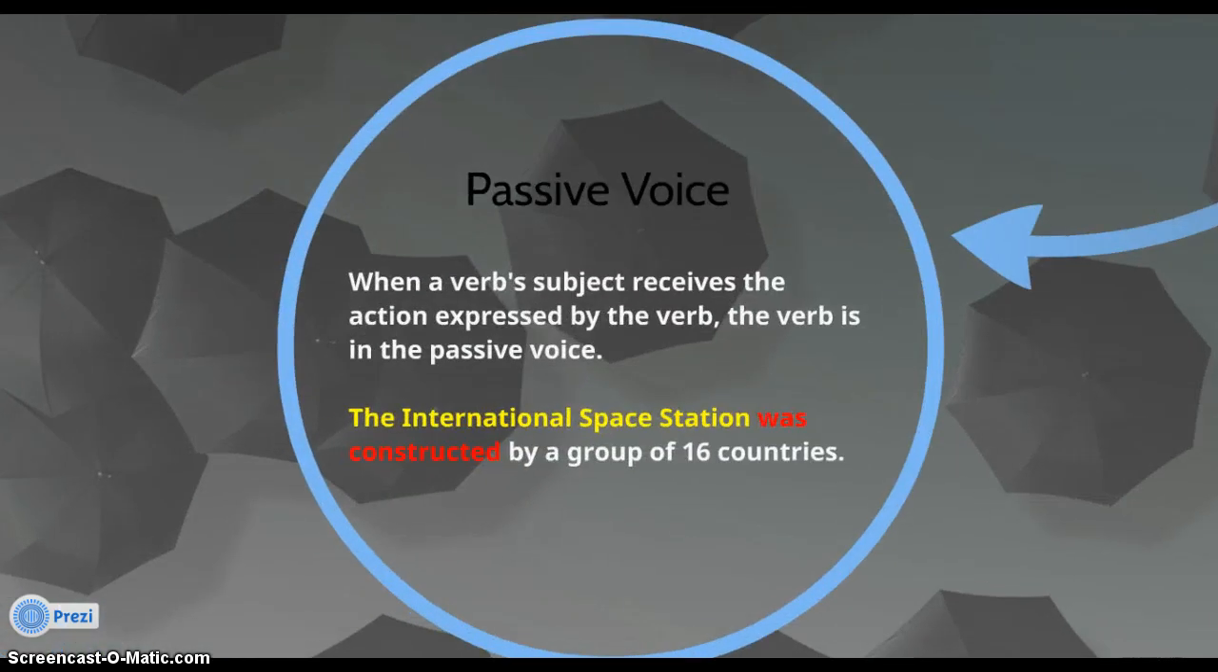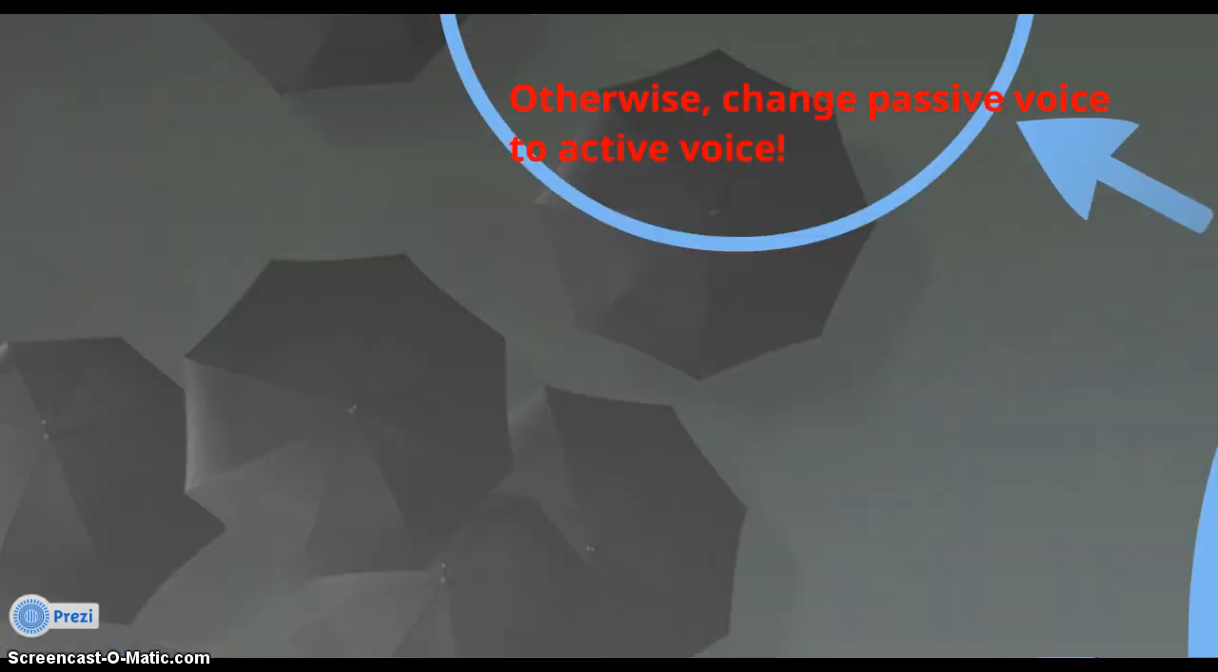Let's look at passive voice. When a verb's subject receives the action expressed by the verb, that verb is in the passive voice. So let's take another example. The International Space Station was constructed by a group of 16 countries. Here we have the action of the verb being done to the subject. The was constructed was done to the International Space Station. That puts this verb in passive voice rather than active voice.